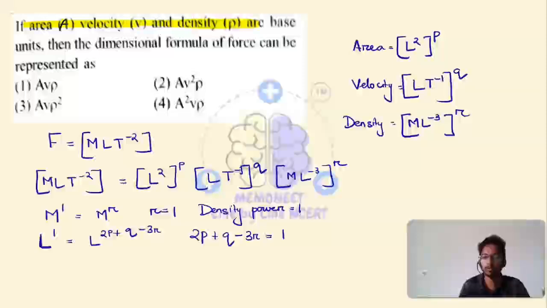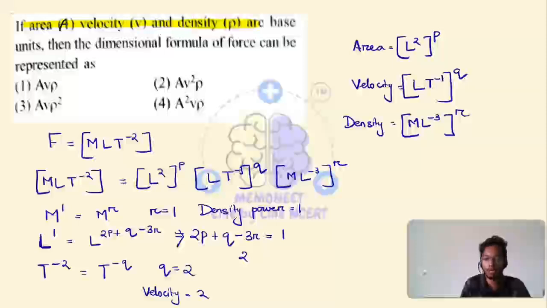Now to find the value of Q, for T to the power minus 2 on the LHS, and on the RHS it is T to the power minus Q. So here the Q value is equal to 2. So for the velocity, the power is 2. So what is remaining here? Only P is remaining. So this is the equation here.